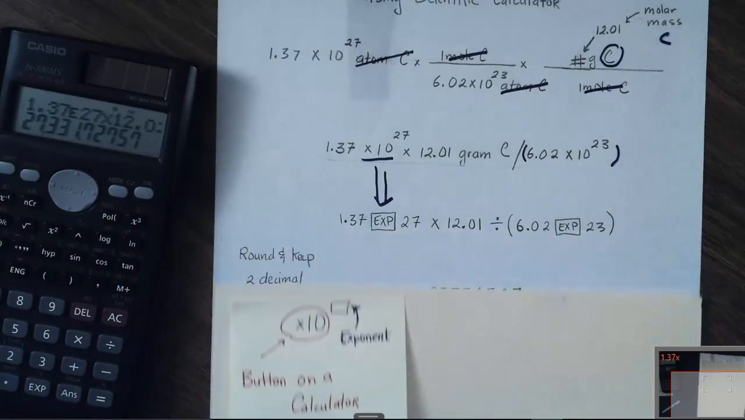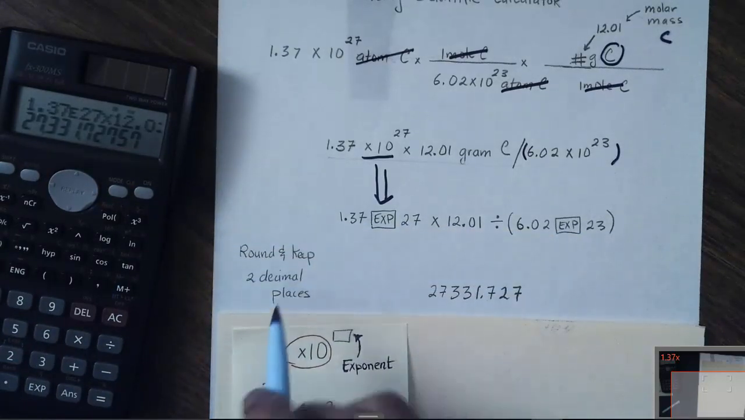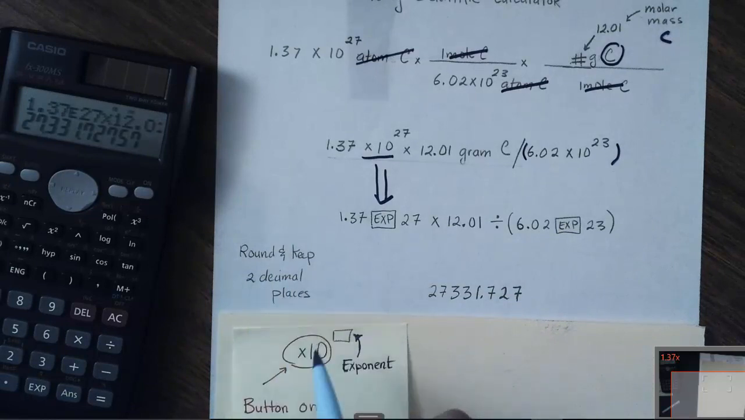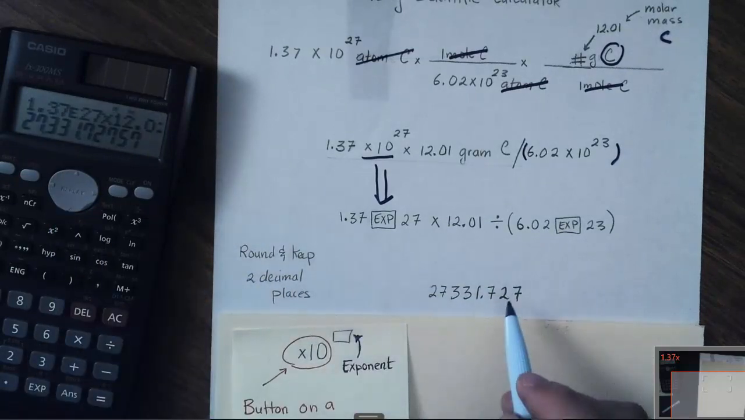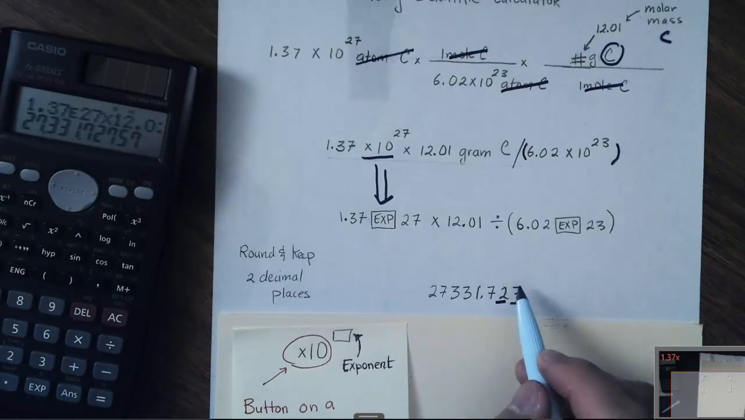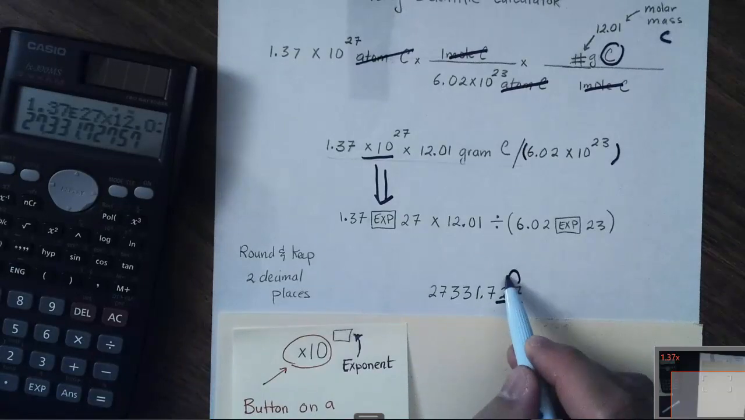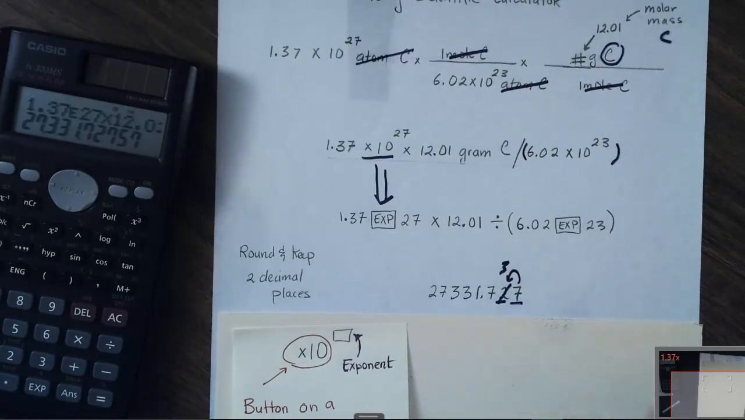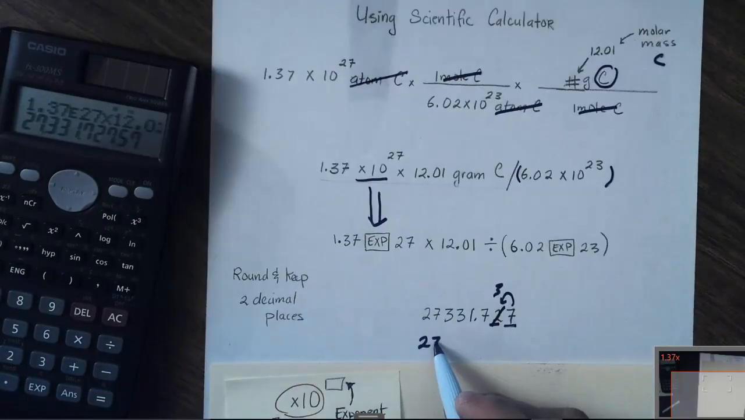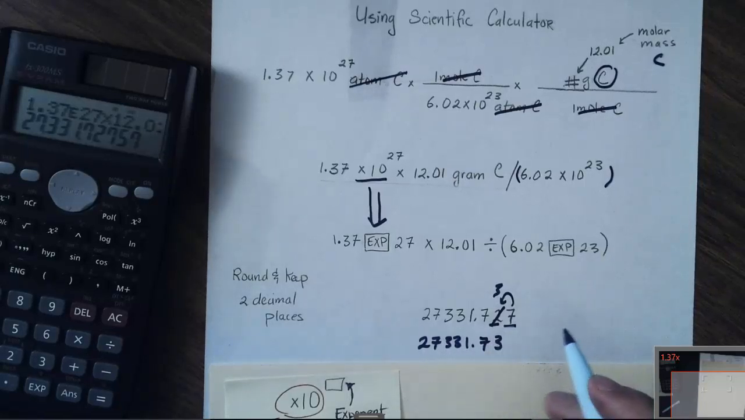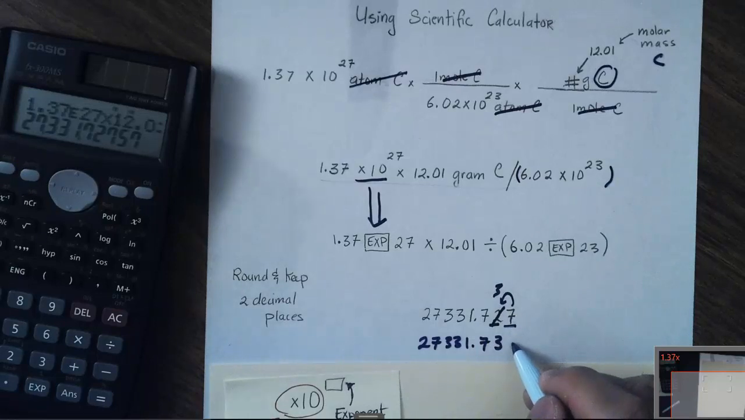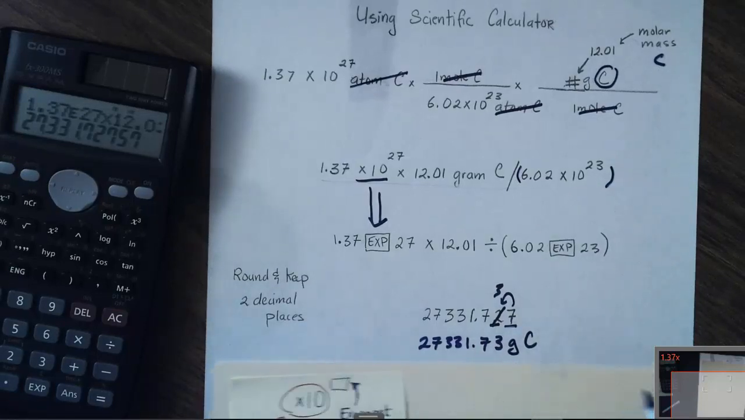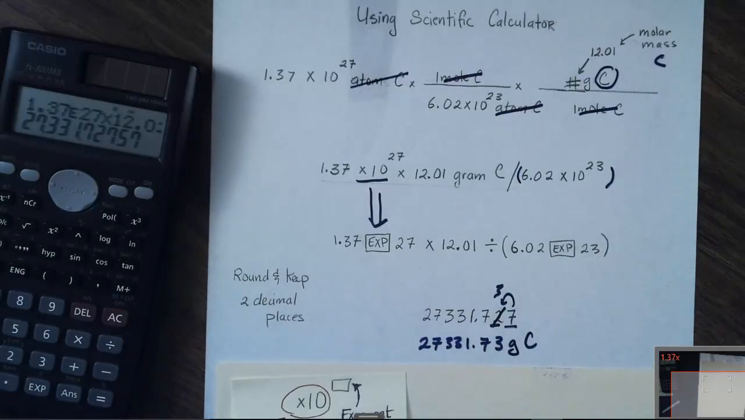And again, we have many digits. And in this problem, it asks you to round and keep 2 decimal places. So I copy down 3 decimal places. Here is my 3rd decimal place. Here's my 2nd decimal place. So this 7 will make the 2 into a 3. So what we have here is 2733.173, and copy down the chemical and the unit, gram of carbon. And that is our answer.